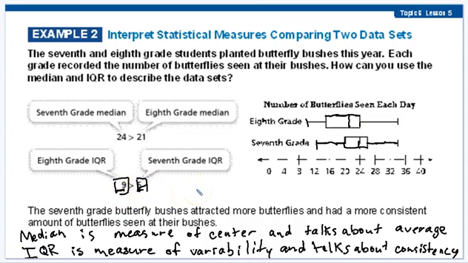But since the IQR is bigger for the 8th grade than the 7th grade, that would mean there's more variability in the 8th graders than the 7th graders. So on average, the 7th graders have more consistency and more butterflies, and the 8th grade is more variable, because the bigger number of IQR means it varies more between there not being a lot and there being a lot. 7th grade is nice and compact. So that is how you draw conclusions using the median and the IQR.